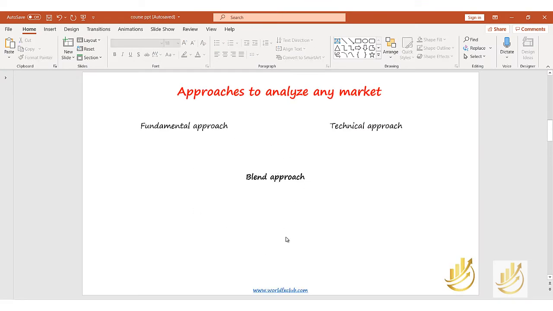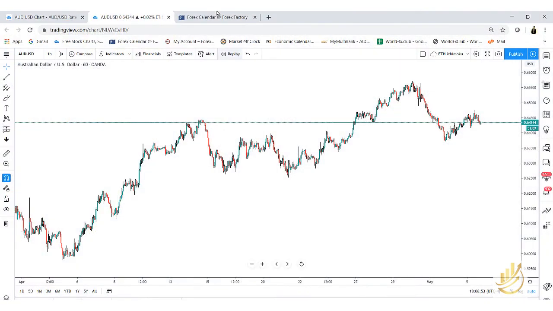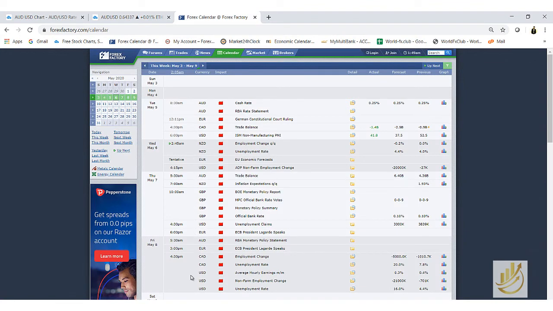In the blended approach, what we do is we try to analyze the chart through a technical approach, and then we try to find out whether, for whatever product we are trading, any news event is coming for that product. So if I'm trading Australian dollar, I will see here whether any potential Australian dollar news is here or not. Yesterday we had a cash rate for Australian dollar, so this might affect our technical analysis. So we have to keep these things in mind.